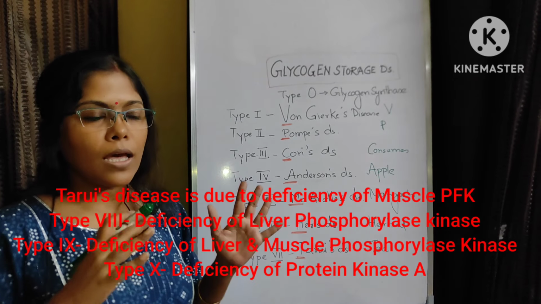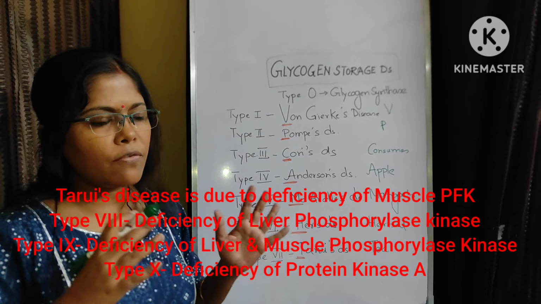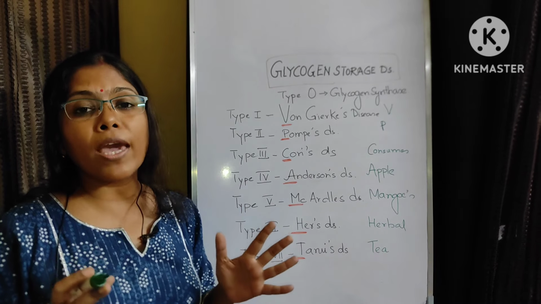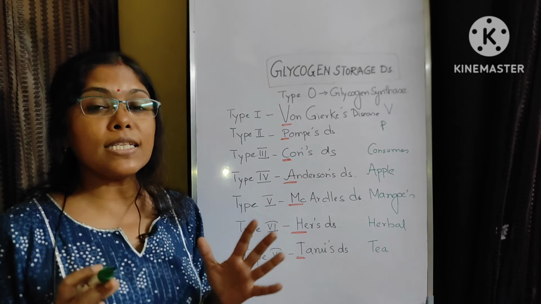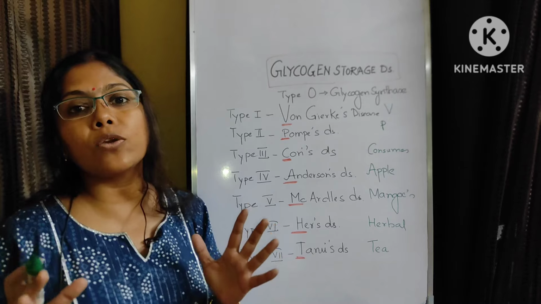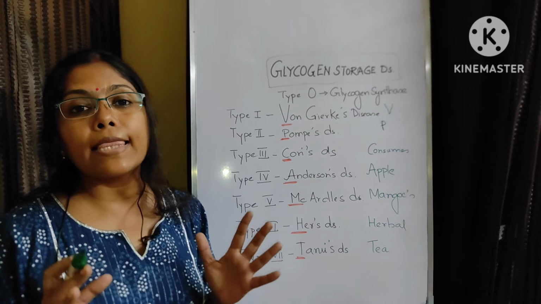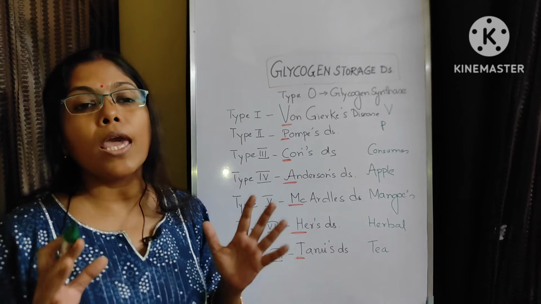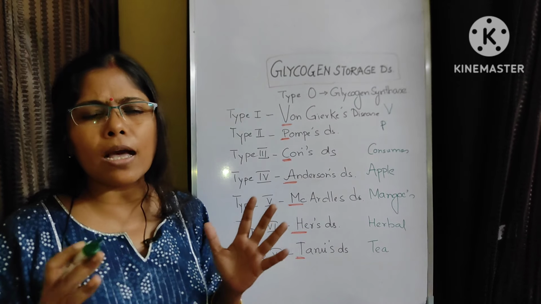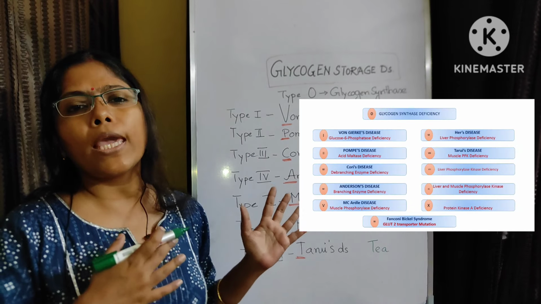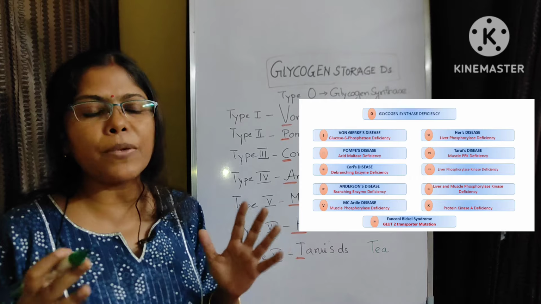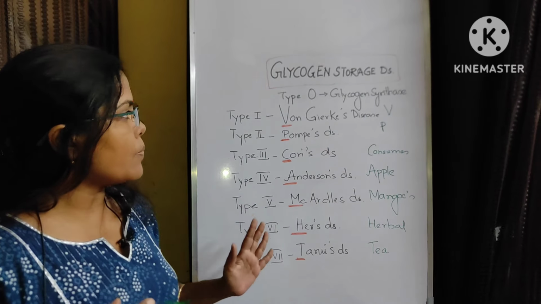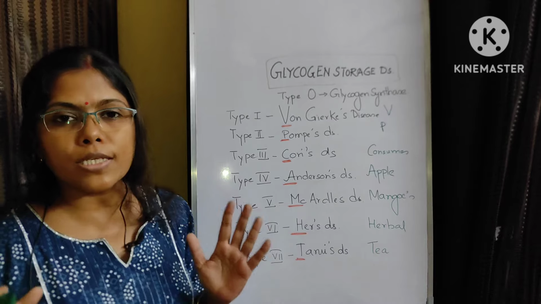There is also type 8, type 9 and type 10. Type 9 and type 10 are very rare. There is one important syndrome that is known as Fanconi-Bickel syndrome. That is the type 11 glycogen storage disorder, and that is mainly due to the deficiency of the GLUT2 transporter. This came as an MCQ in last year's NEET PG exam. You can check it out. So these are the major types of glycogen storage disorder.